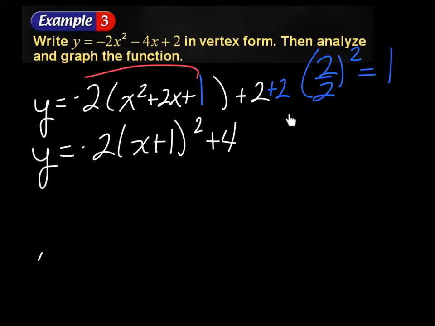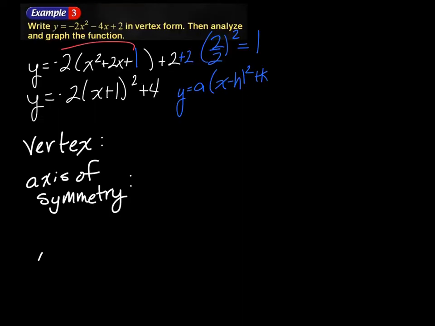So our completed square is going to be x plus 1. We had 2 divided by 2, that was 1. And 2 plus 2 is 4. Our vertex is going to be, it's x minus h, so it's going to be negative 1 comma 4. So our axis of symmetry is x equals negative 1.